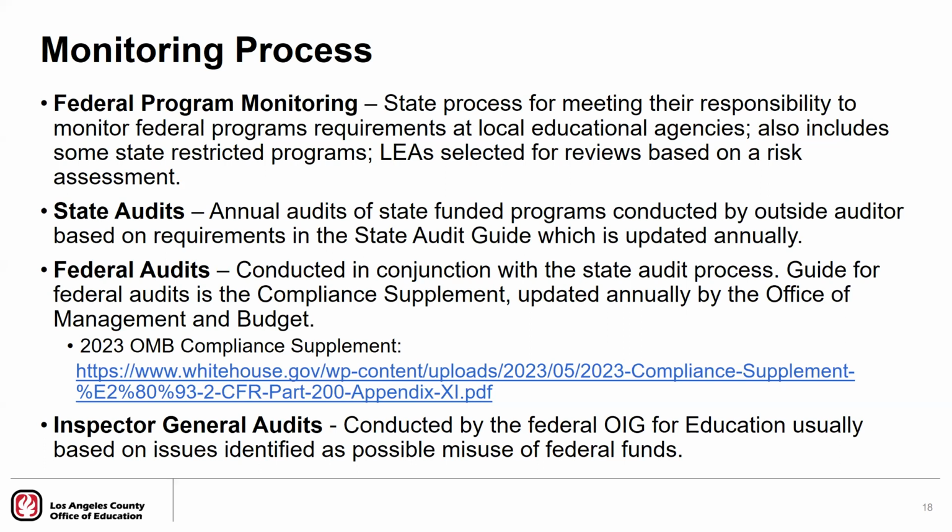First, there is, again, my personal favorite, federal program monitoring. And this is the state process for meeting their responsibility to monitor federal program requirements at the local educational agencies. It also includes some state restricted programs, and LEAs are selected based on risk assessment. Then there's state audits. These annual audits of state-funded programs are conducted by outside auditors based on requirements in the state audit guide, which is updated annually.